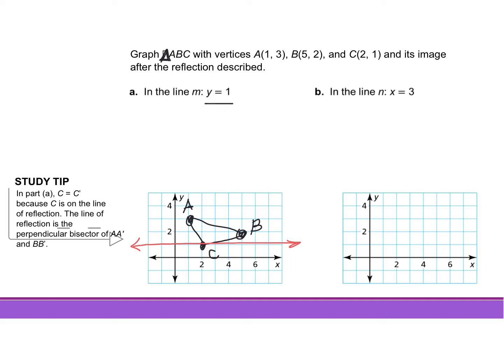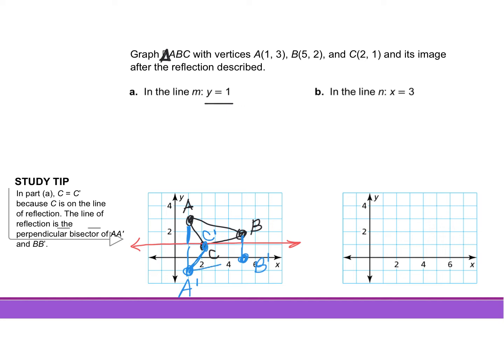And now I'm going to reflect those points across that line y equals 1. So to do that, I'm going to start out at point A, and notice that point A is 2 units in this direction off from that line. So that means A prime is going to be 2 units below. So this is going to create A prime. B prime is only 1 unit above, so I need to go 1 unit below. And this becomes B prime, and then you can see that C is on that line of reflection, so that means that C prime will also be on the line of reflection.